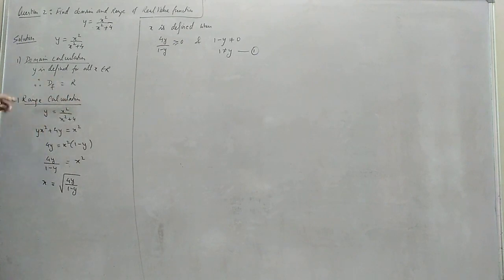Clear? Next, range calculation. What is the first step in range calculation? Convert x in terms of y. So listen carefully to what I am saying, okay? Now y equals x square by x square plus 4. Multiply everything, shift x terms to one side: y x square plus 4y equals x square. Shift x terms to one side, so this will go that side: x square times (1 minus y). Keep x on one side, so this will go this side. From there you will get x equals under root 4y by 1 minus y. So we converted x in terms of y.